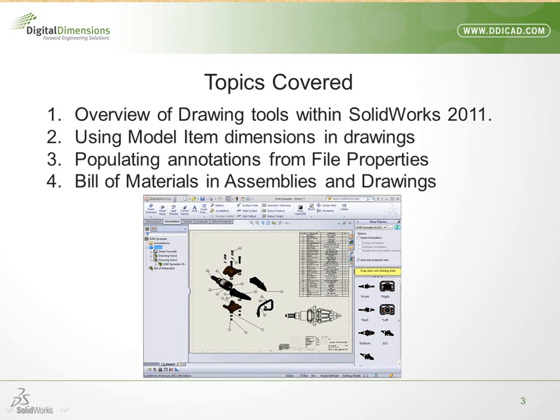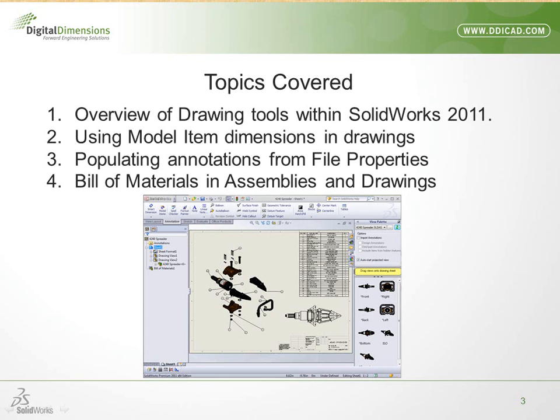You can populate annotations from file properties, so any of the metadata or information attached to a SOLIDWORKS part file or assembly file can be put into your drawings to minimize the amount of data entry and also to make sure that there's consistency from the part model into the drawing files. And then another thing we're going to take a look at is the bill of materials in assemblies and drawings. So we'll go ahead and get started.